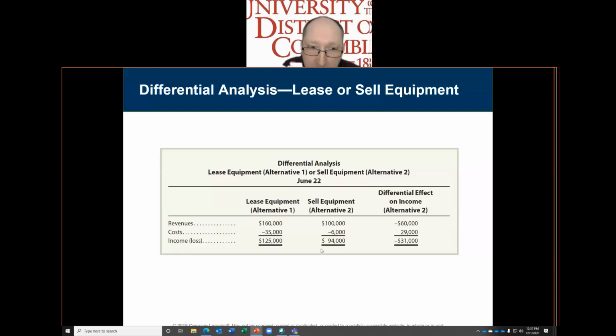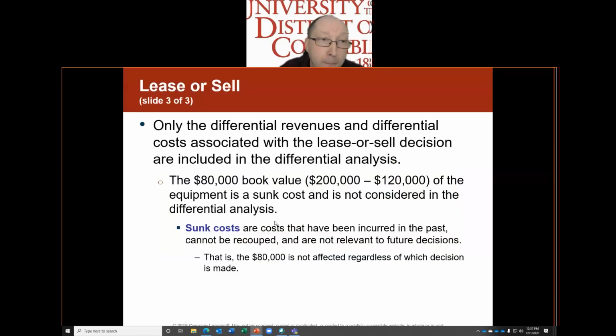So we can see that the best decision here is alternative 1, to lease it, because, going back to step 1, the objective is which one is going to yield me a higher net income. In this case, alternative 1 is going to be higher. So that's lease or sell. Only differential revenue and costs are included in the differential analysis.